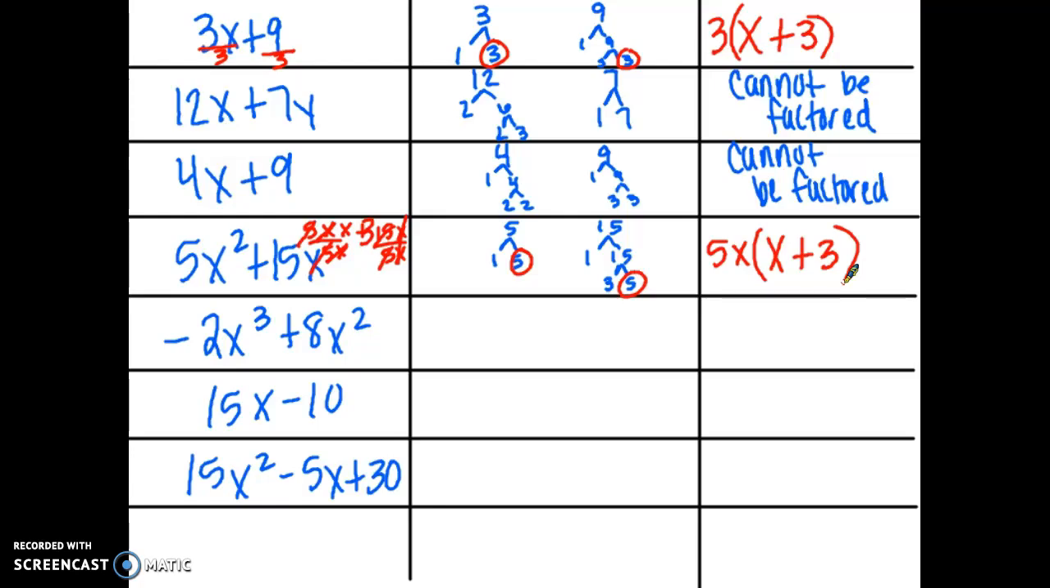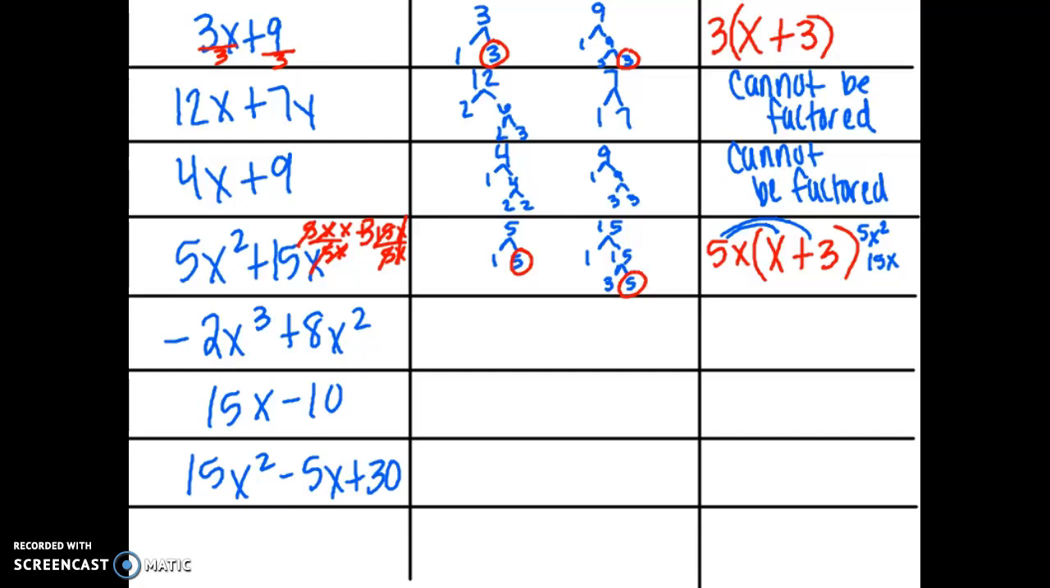If you are not sure if you got it correct, you can distribute again. 5x times x is 5x squared. And 5x times 3 is 15x. If you got the same expression when you distribute after you factor, then you know that your factored answer will be correct. So that's a great way for you to check your work to make sure that your answer is correct.